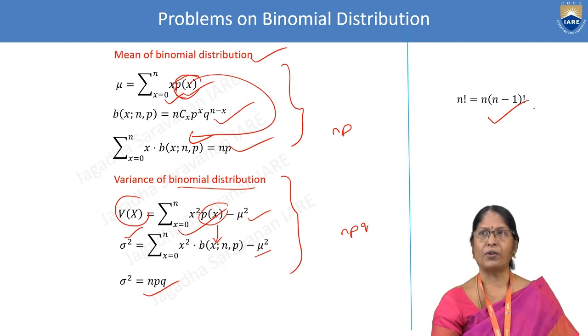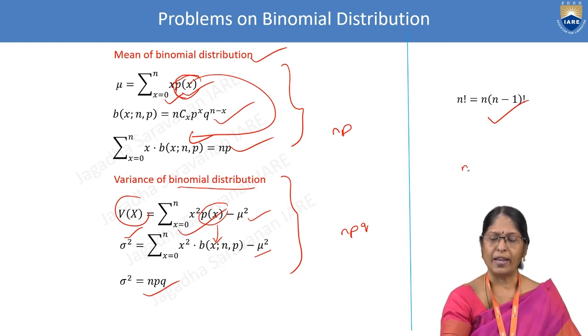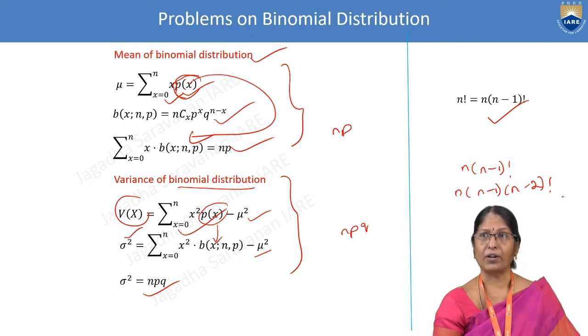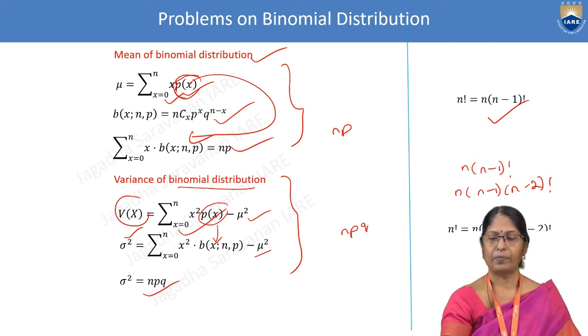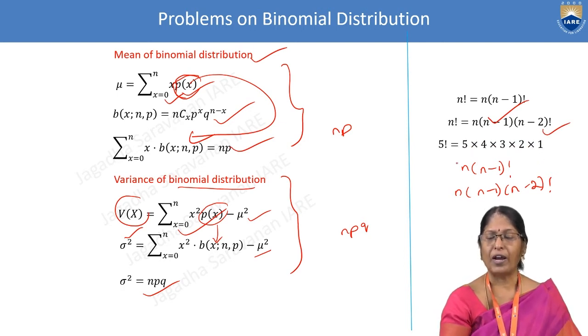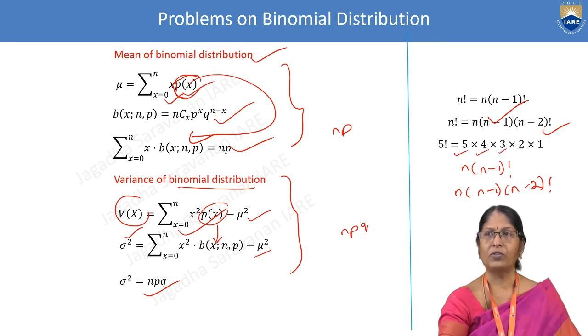And n factorial can be written as n into n minus 1 factorial. If we want to continue, n into n minus 1, n minus 2 factorial. If we want to expand more, then n minus 3 factorial. So that's what is written here. If it is 5 factorial, that is a number, then 5 into 4 into 3 into 2 into 1. So we stopped at 1.